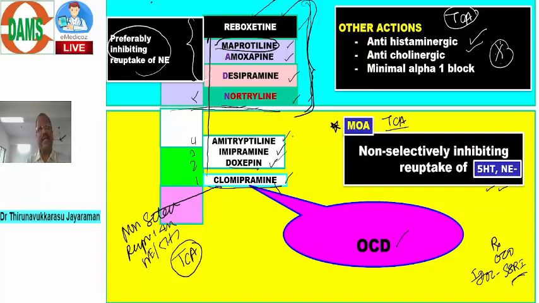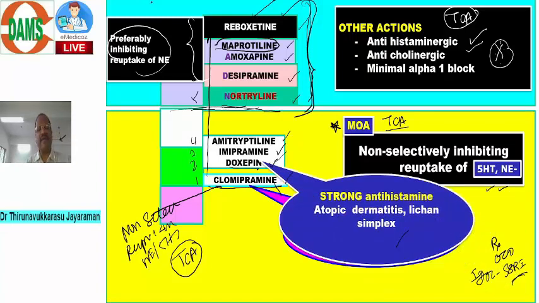Next question, doxepin. It's a tricyclic antidepressant having very high antihistamine action. This again is important. Doxepin has very high antihistamine property, thereby useful for controlling allergy and itching in case of atopic dermatitis and lichen simplex.